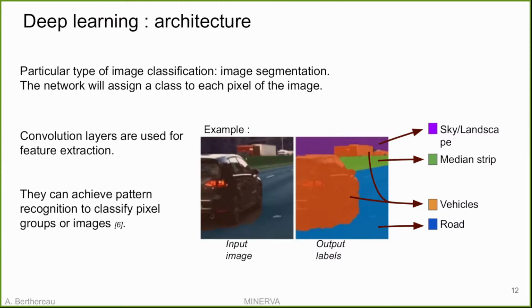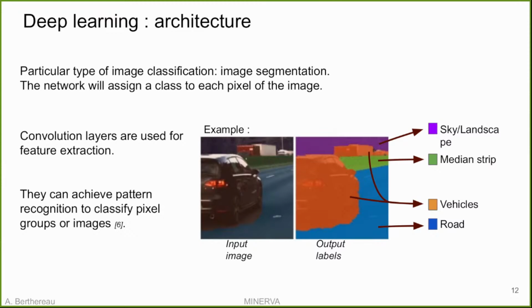For this part, what I'm doing is a particular type of image classification that we call image segmentation. Image classification is when you label an entire image with, for example, cat when you have a cat picture, or boat when you have a boat picture. Image segmentation is a particular type because you're not giving a label to the entire image, but to each pixel. This is what you have in the example. You have an input image of a car on the road, and as an output you have labels for different groups of pixels in the image. So you have the vehicle in orange and the road in blue.